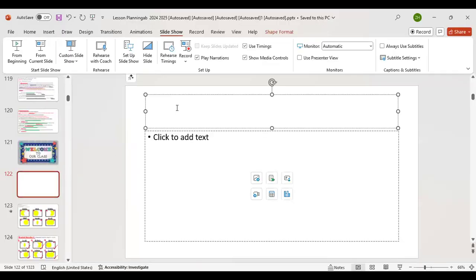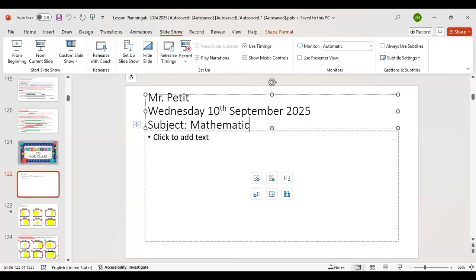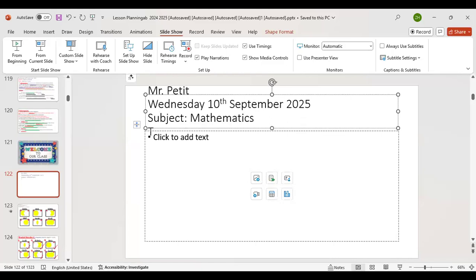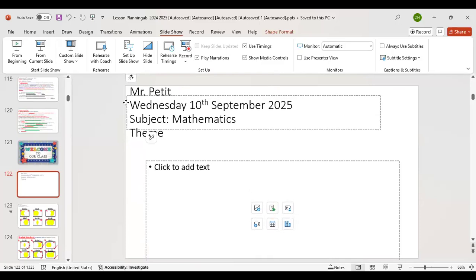Okay, so my name is Mr. Petit. Today is Wednesday, the 10th of September, 2025. The subject is, of course, mathematics. And the theme is set theory.